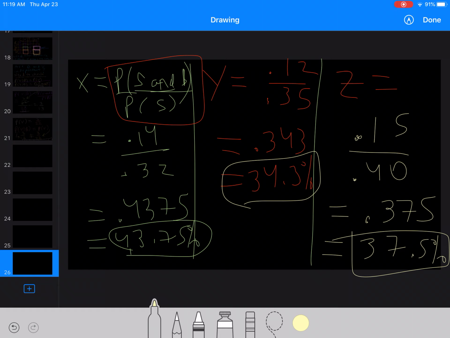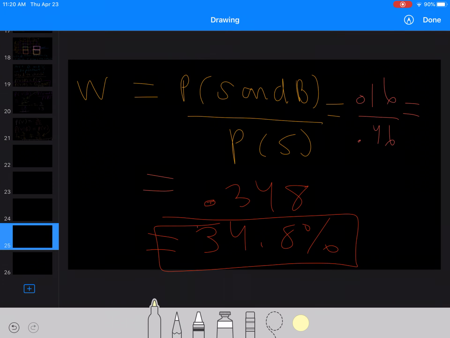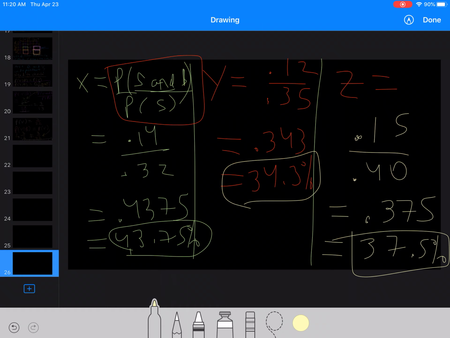Okay, so based off these numbers that we have here, 37.5% of people buy after searching for product Z, 34.3% for Y, 43.75% for X, and for W we had 34.8%. So we might most likely want to put most of our funds into marketing product X because we get 43% in the long run.